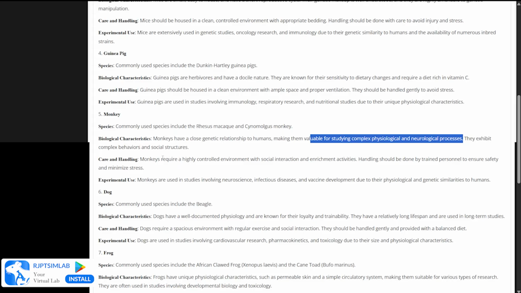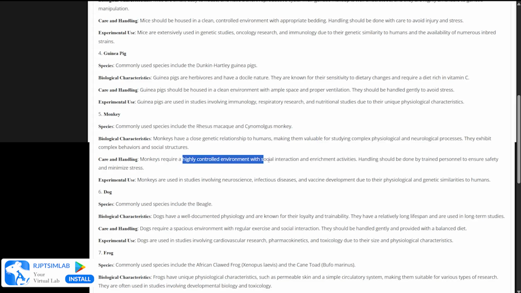Care and handling of monkeys: they require a highly controlled environment with social interaction and enrichment activities. Handling should be done by trained personnel to ensure safety and minimize stress to the animal. The experimental use of monkeys is in studies involving neuroscience, infectious diseases, and vaccine development due to their physiological and genetic similarities to humans. Monkeys have genetics similar to humans.